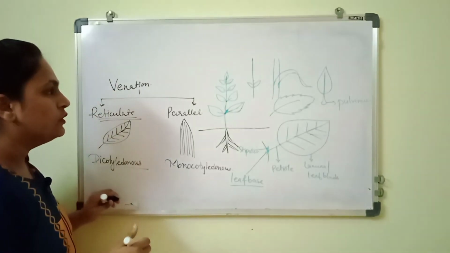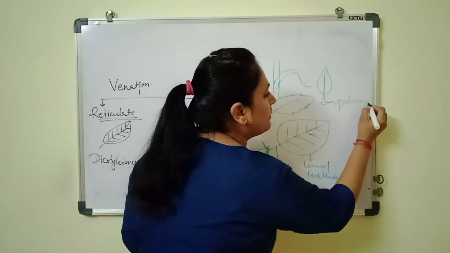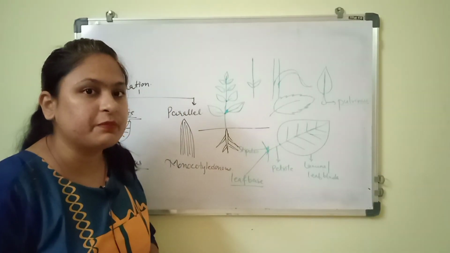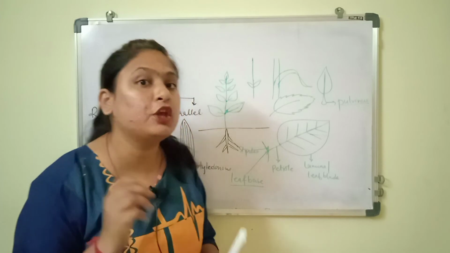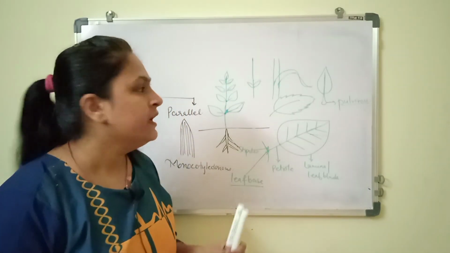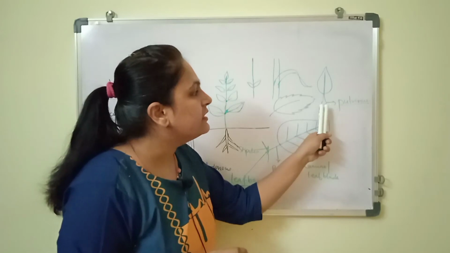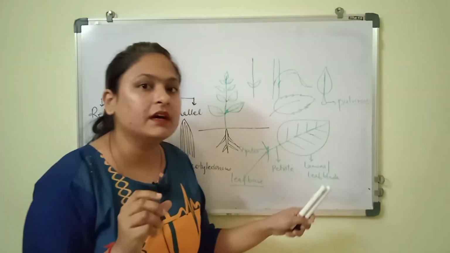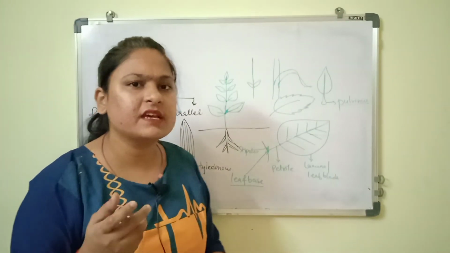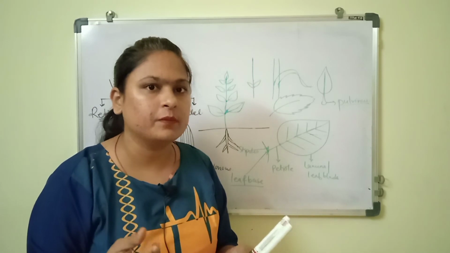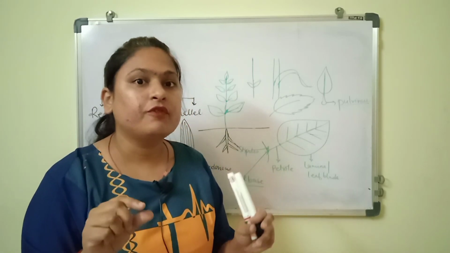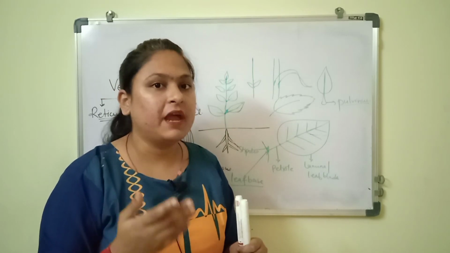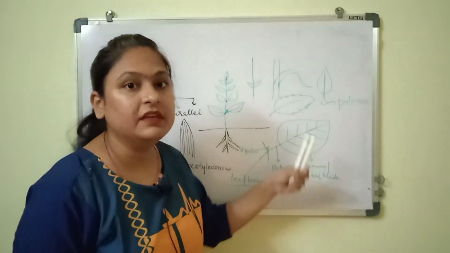One thing I forgot: the pulvinus leaf base is not seen in every plant. It is seen in dicotyledonous plants of the leguminous family, Leguminosae. In the Leguminosae family, they have the pulvinous leaf base. The leaf base is swollen in the leguminous plants. Legume plants are the ones which bear fruits in the legume form, which have pods. For example, gulmohar and Caesalpinia all have the pulvinous leaf base.